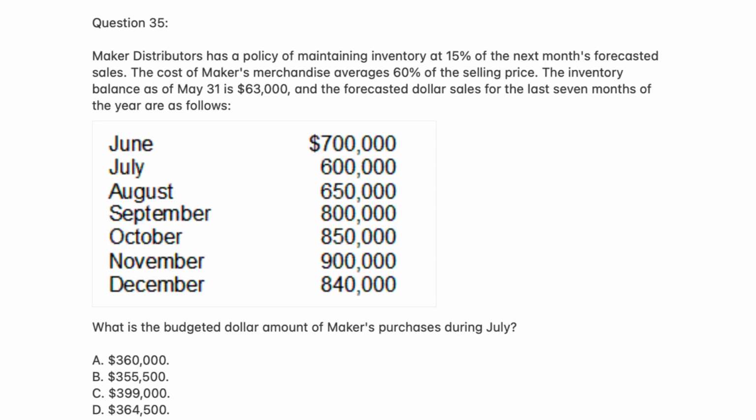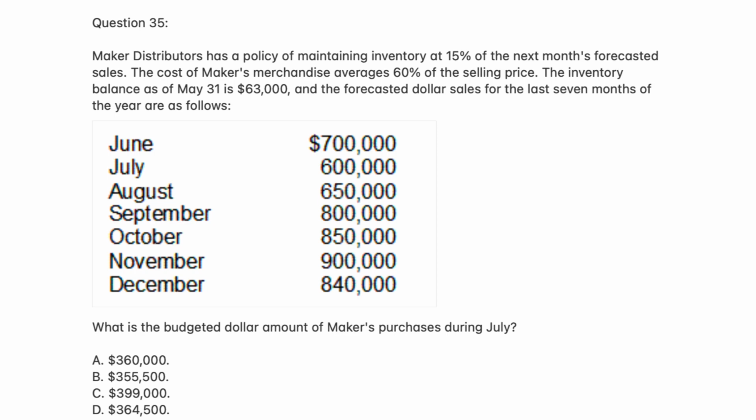Question 35. Maker Distributors has a policy of maintaining inventory at 15% of the next month's forecasted sales. The cost of Maker's merchandise averages 60% of the selling price. The inventory balance as of May 31st is $63,000, and the forecasted dollar sales for the last 7 months of the year are as follows. What is the budgeted dollar amount of Maker's purchases during July? A.